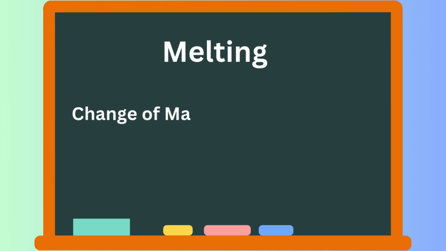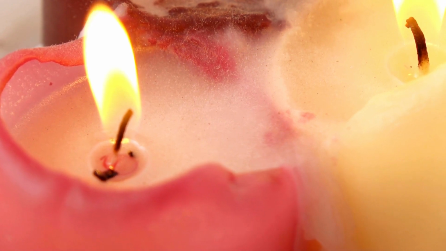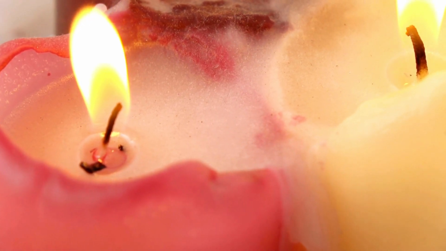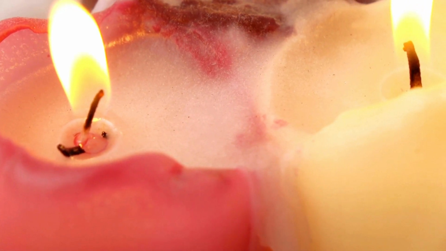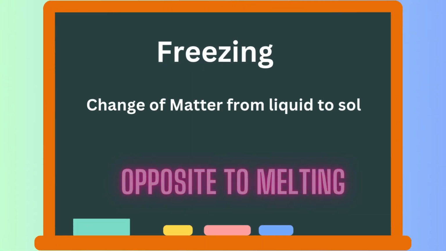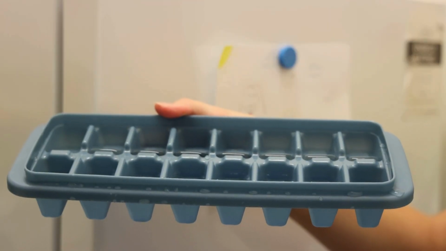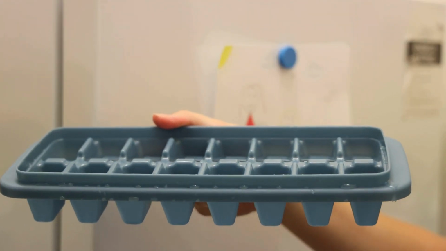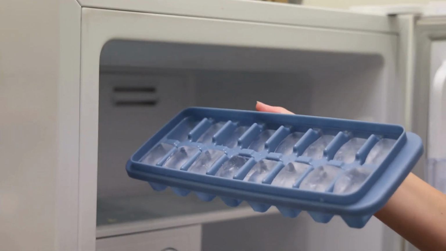Third, let's look at melting. Melting is the change of matter from a solid to a liquid. A good example is a burning candle. As the candle burns, the solid wax melts and becomes liquid. Fourth is freezing. This is the opposite of melting. It's the change from liquid to solid. When you pour water into a container and put it in the freezer, it loses heat and turns into ice.